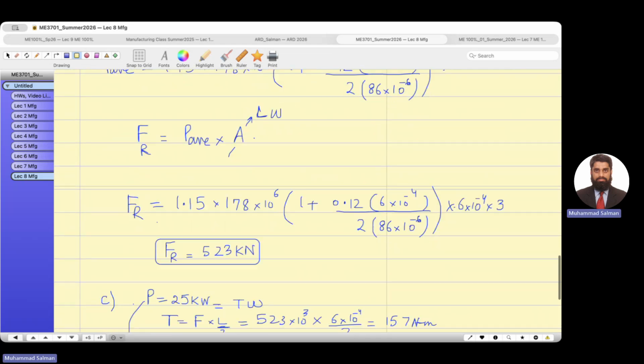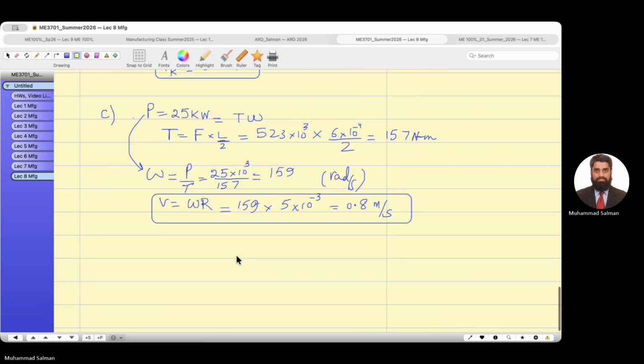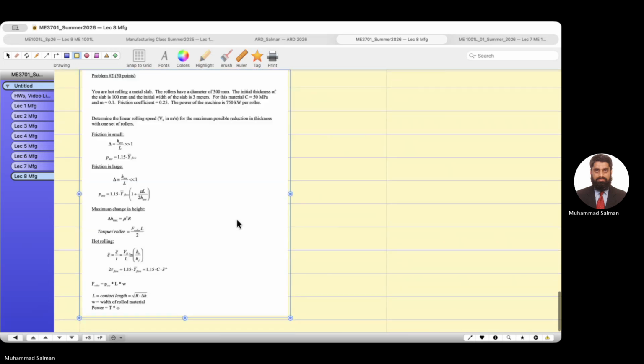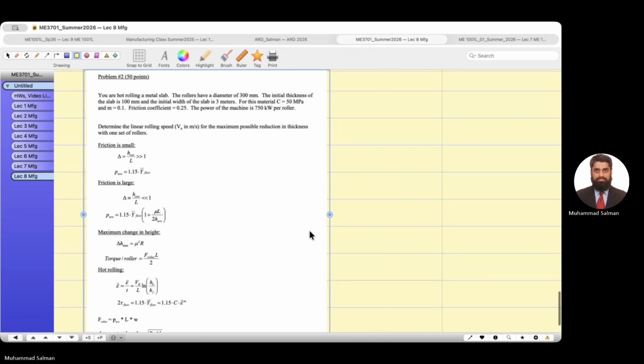Okay, let's do the next question here. So I want to show you, maybe this one. For hot rolling, now since we are hot rolling, we will have a different formula for hot rolling, which is given. I try to give most of the formula in the exam, but you are allowed to bring one formula sheet for your quiz.